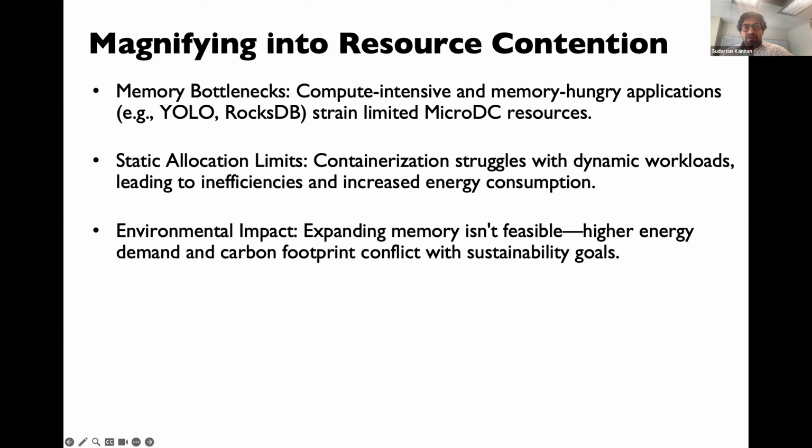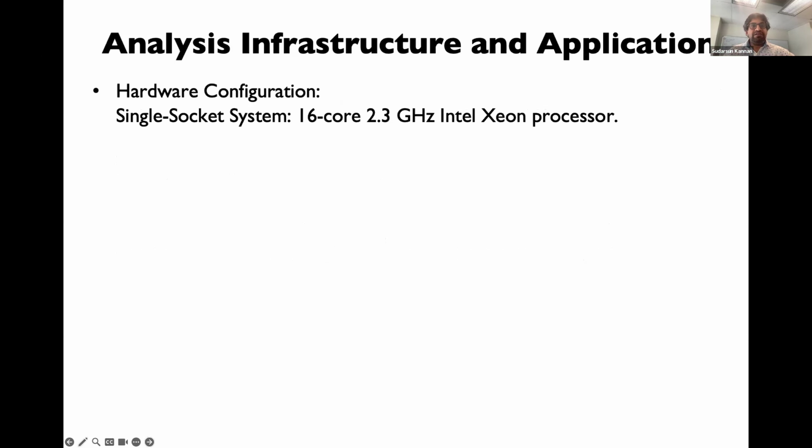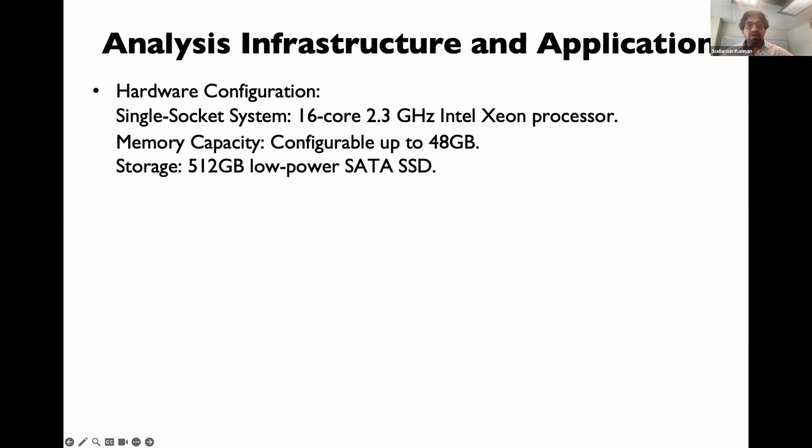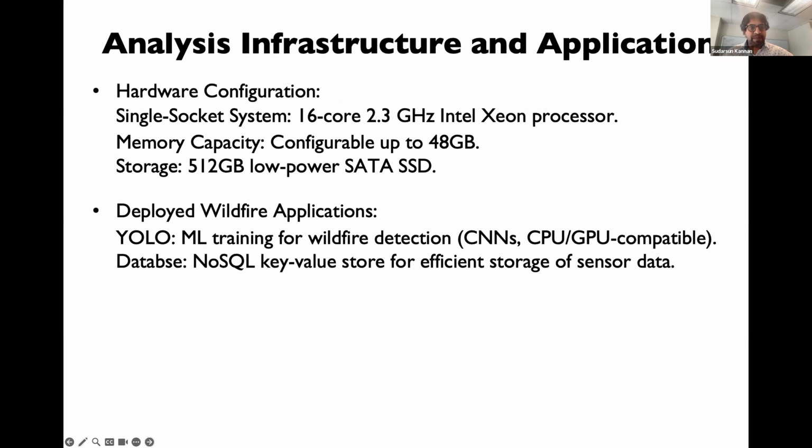One thing that we found was that both these applications run in their own container, but they have significantly different energy consumption and resource consumption. Here is a very simple hardware configuration. In the interest of time, I'm not going to go into detail. This replicates some of the micro data centers that have shared infrastructure. For the wildfire application, we're running the ML training wildfire detection application, and for the database, we're running a NoSQL key value store.